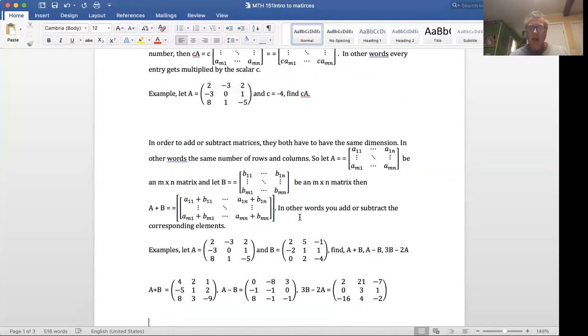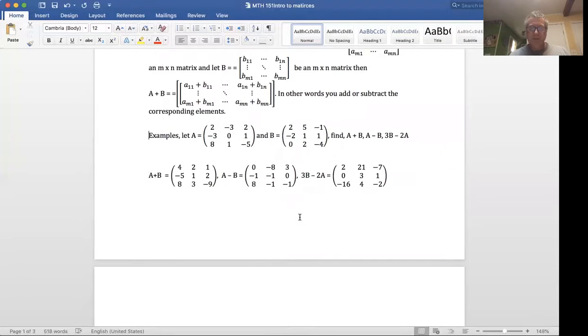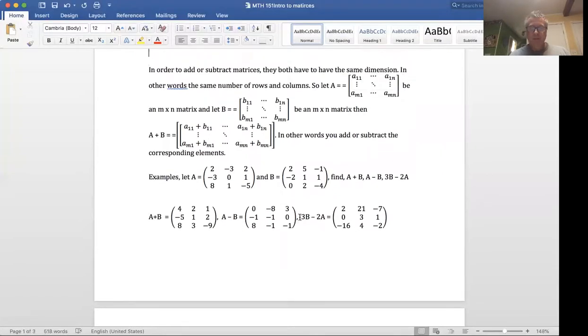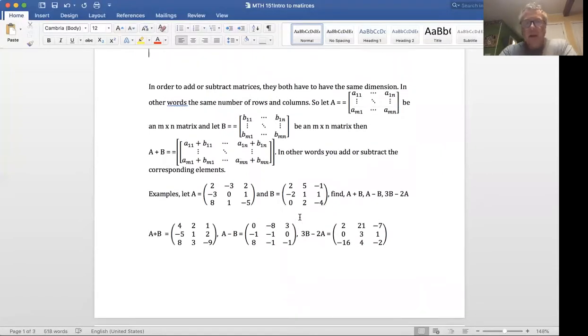In order to add matrices together, we add the common elements. The common elements have to be added together. So the matrices have to be the same size. In other words, they both have to be the same number of rows and columns, because they have to have something in the other matrix to match up to add with, and we just add it together.